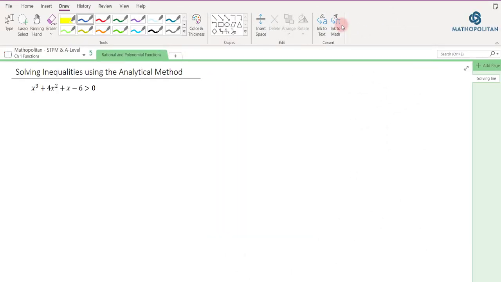Now we'll solve the inequality x^3 + 4x^2 + x - 6 > 0 using the analytical method. So first we need to factorize this polynomial. To do that, you can use a scientific calculator, or you can try to find a factor or a root of this polynomial and then use, let's say, long division to find the remaining factors.